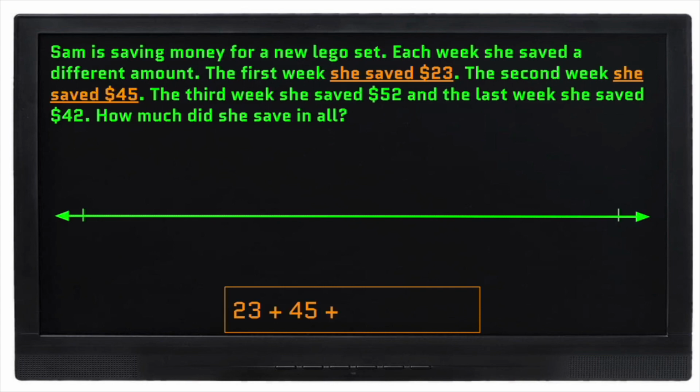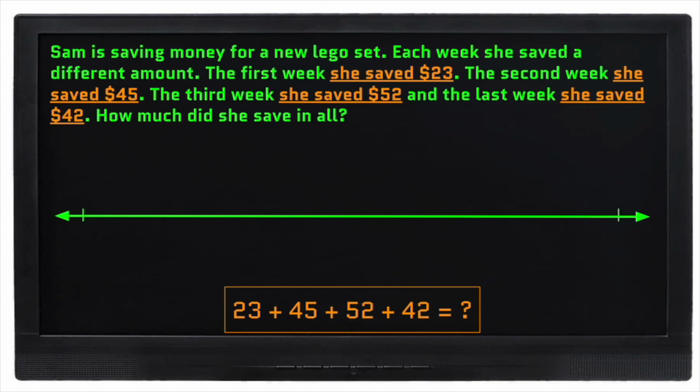The second week she saved $45. Great. Now I know I have 23 plus 45. The third week she saved $52. Okay, I can add that as well. And the last week she saved $42. How much did she save in all? Great. Now I have my number model for this question. 23 plus 45 plus 52 plus 42.